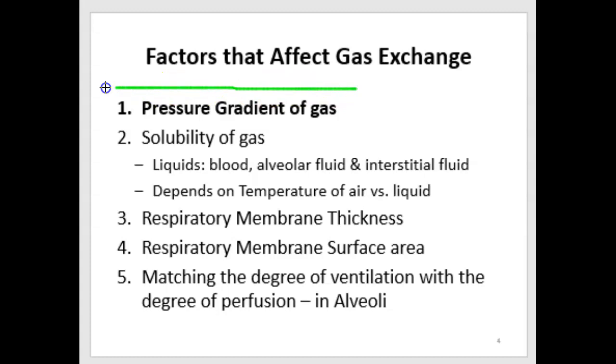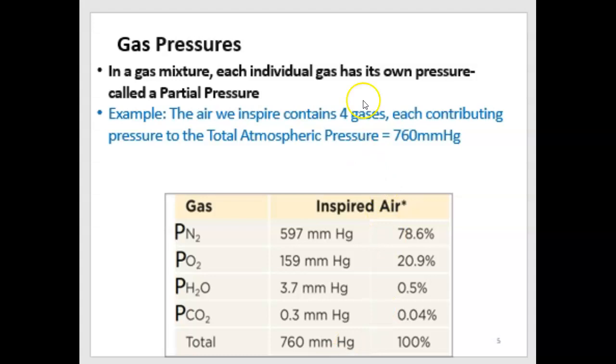But for now, we're going to focus on the pressure gradient and how that causes gas exchange in the lung and in the systemic tissues. To do that, let's look at some factors related to the air that we breathe in. So when we inspire atmospheric air, it changes somewhat, and we'll talk about that later. But once it gets into the lung, there are several gases from the atmosphere that enter our lung. First of all, nitrogen gas, then oxygen gas, and even water vapor, which is a gas, and carbon dioxide. So all of these gases are entering the lung.